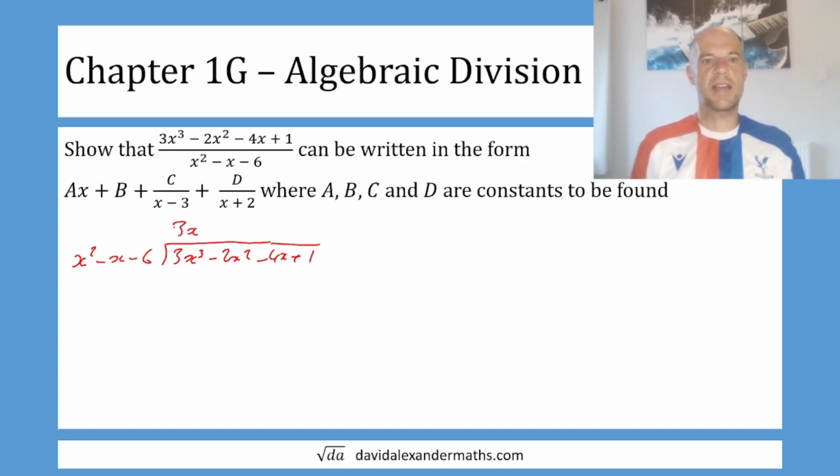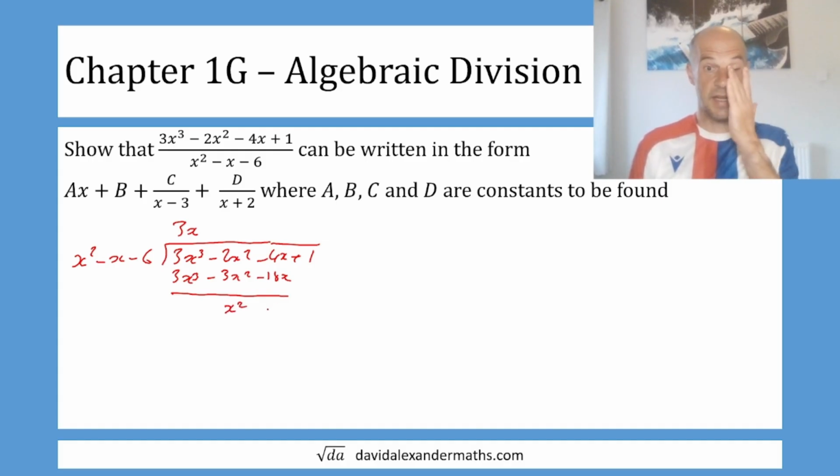So let's multiply this out. 3x times x squared is 3x cubed. 3x times x is 3x squared, but that's negative 3x squared. And 3x times negative 6 is negative 18x. Just be careful with the subtraction here. So 0x cubed, of course, negative 2 take away negative 3. So negative 2 plus 3, that's positive 1. Minus 4 minus 18, minus 4 plus 18, 18 minus 4, which is plus 14x, and then the plus 1.